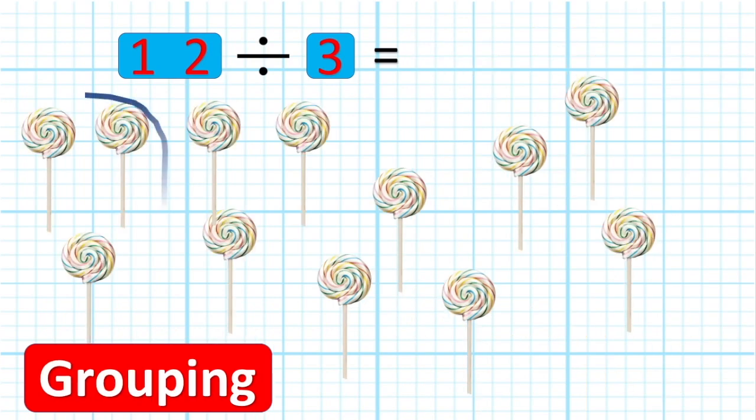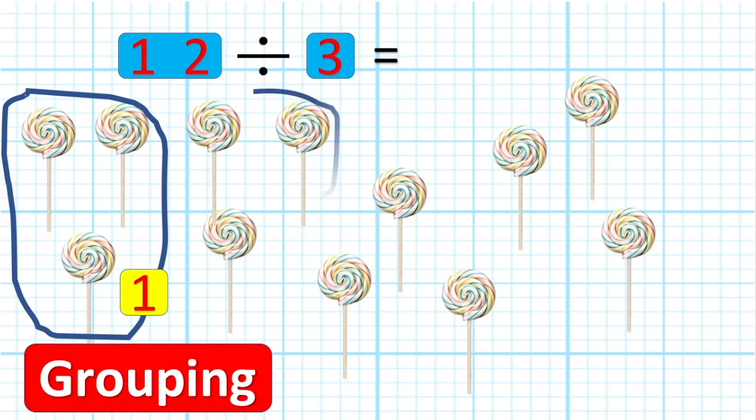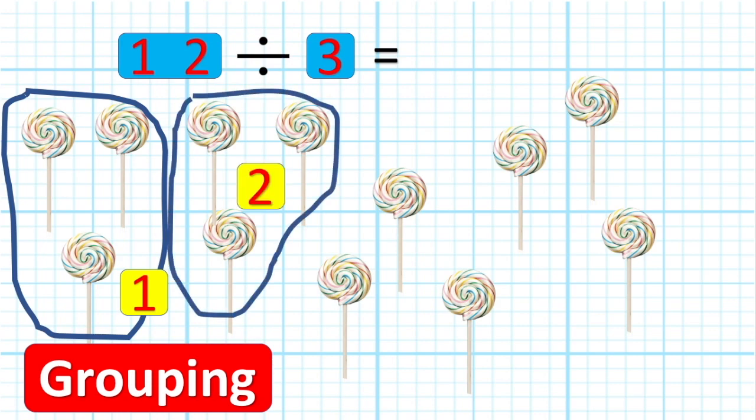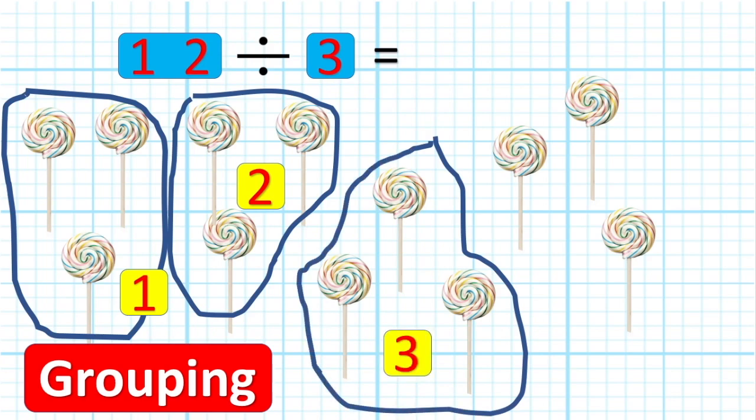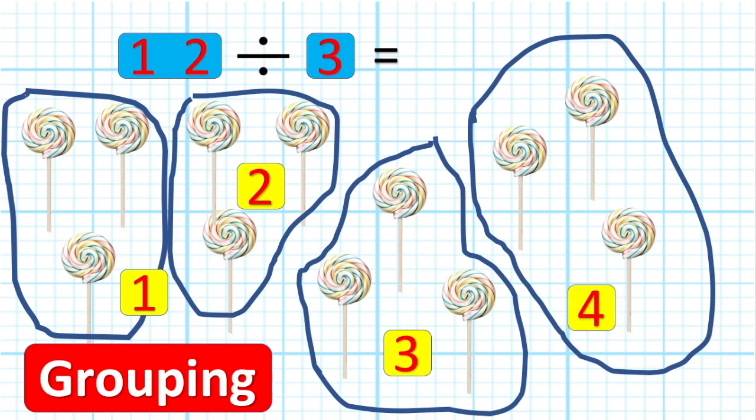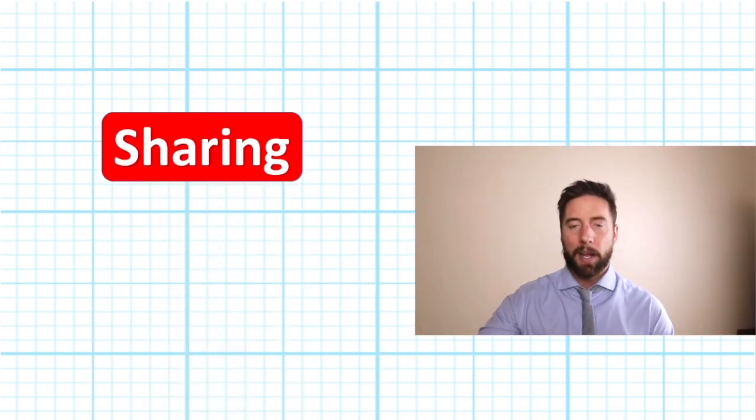Or I can look at it as grouping. How many groups of 3 are there in 12? That's a slightly more advanced level. Well, let's have a think. There's 1 group of 3, and 3, 2 groups of 3, and 6, 3 groups of 3, and 9, and 4 groups of 3 in 12. So we can look at it in 2 different ways, sharing and grouping.